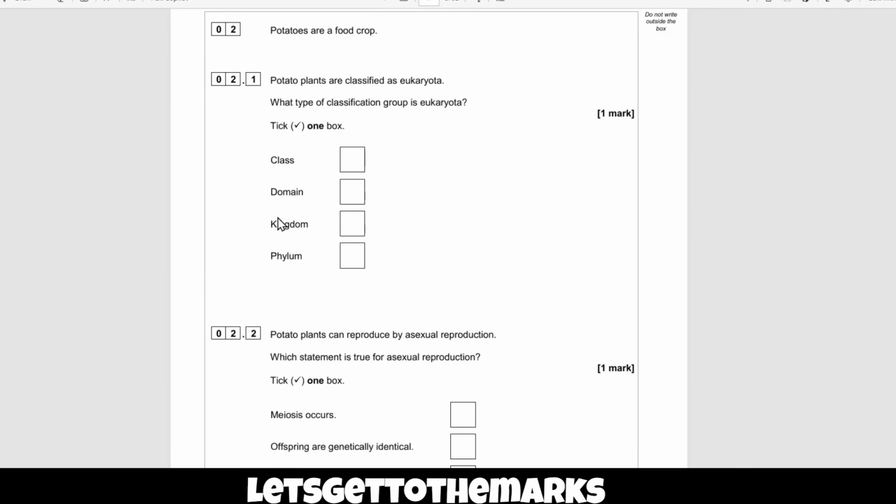We're on to question two. Potatoes are a food crop. 2.1, potato plants are classified as eukaryota. Which type of classification group is eukaryota? So eukaryotes, prokaryotes. What have we got? Eukaryotes, and then we have bacteria and archaea.